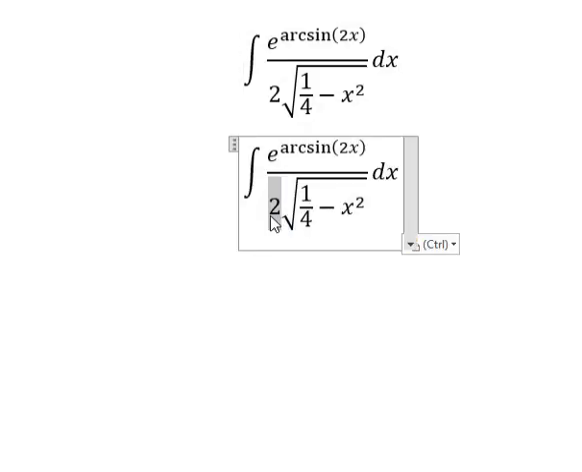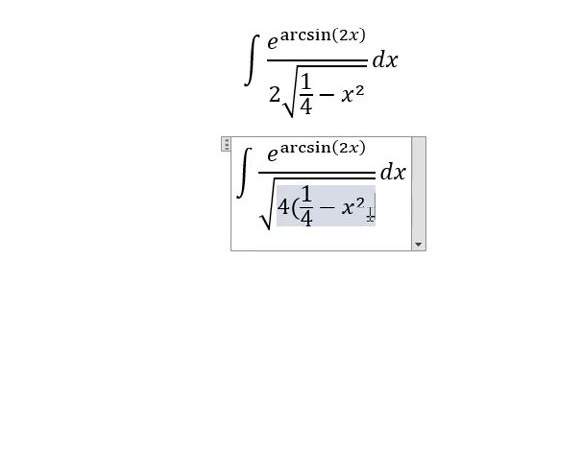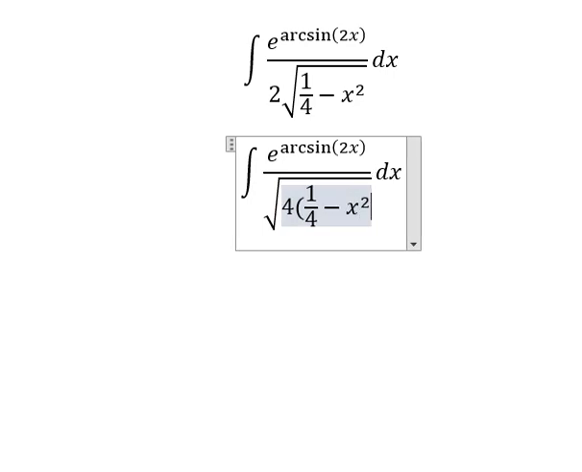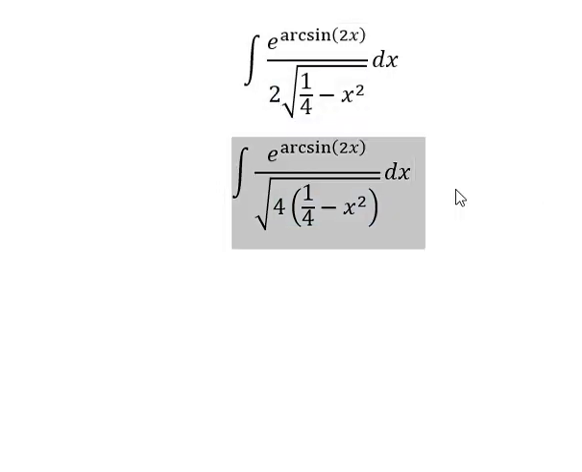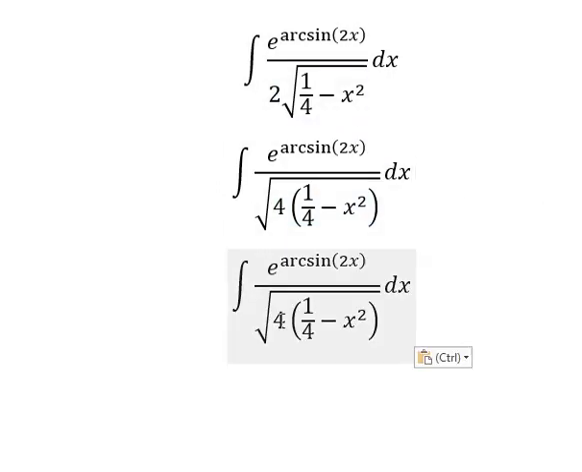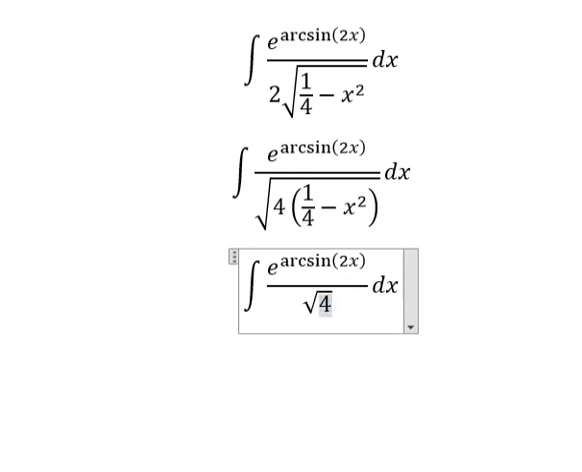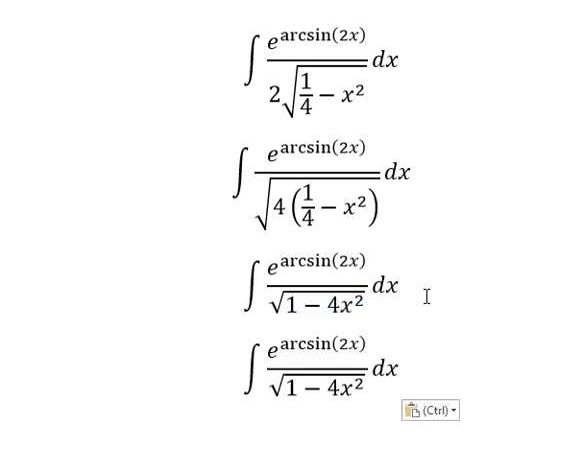Number 2, go inside the square root, and we have number 4. Because the square root of number 4 that is about number 2. So number 4 multiplied by this one, and we have like this. So this one that should be like this.